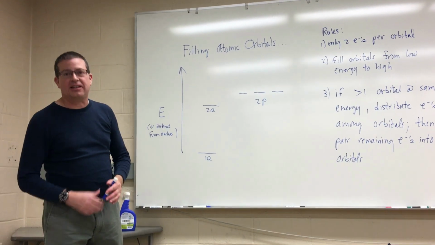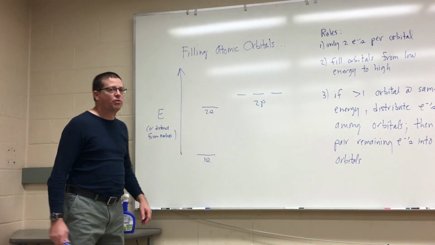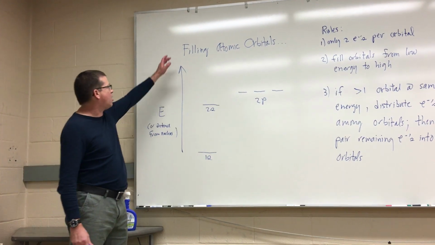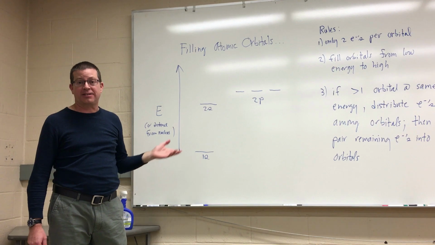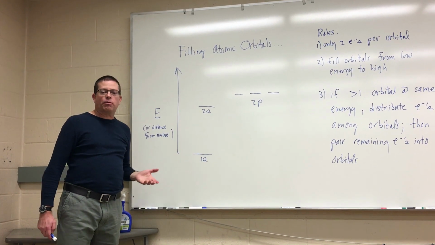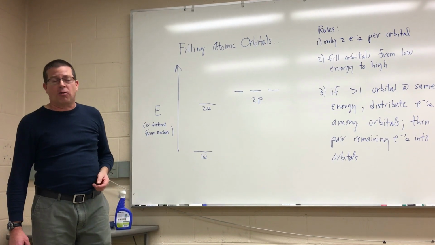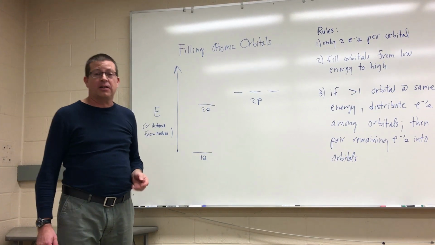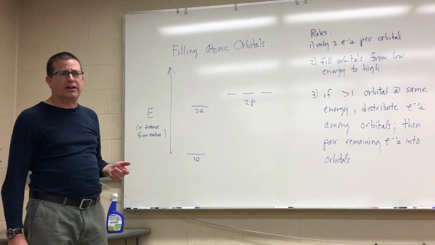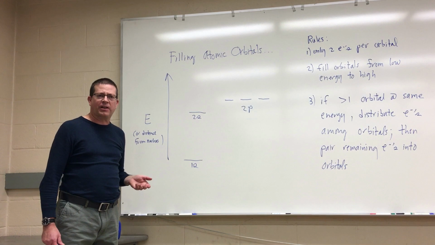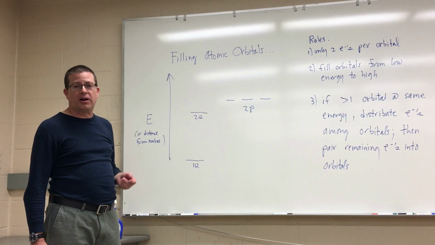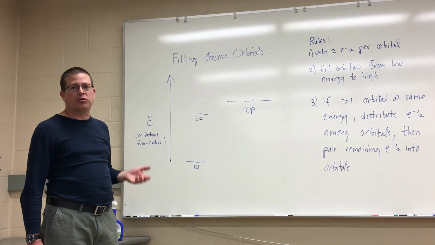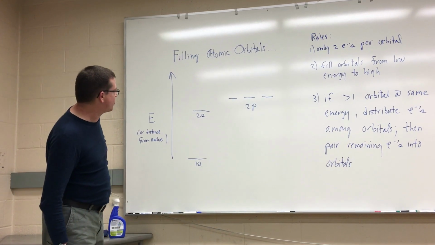Welcome back, folks, and the topic for today's video is going to be information about how and in what order to fill atomic orbitals with electrons. Alright, so we know that when we're dealing with multi-electron elements, we're going to have to deal with more than one electron. So as a result, we have to figure out in what order we're going to place those electrons into the orbitals and which orbitals are going to accept those electrons.